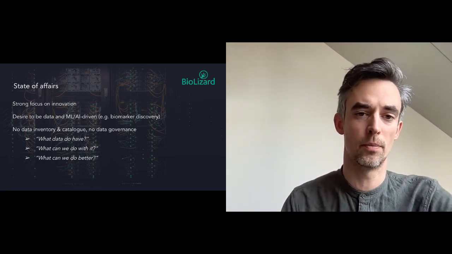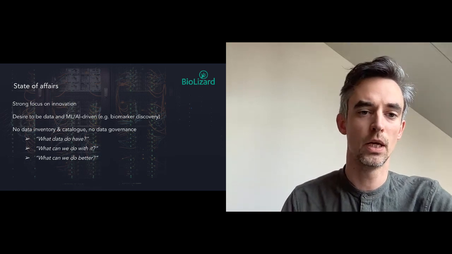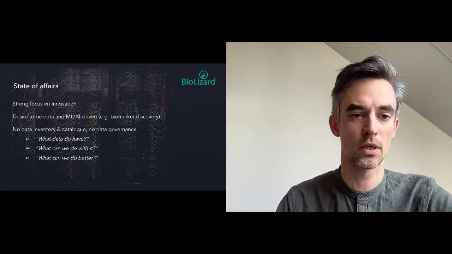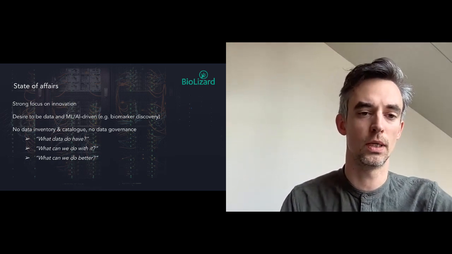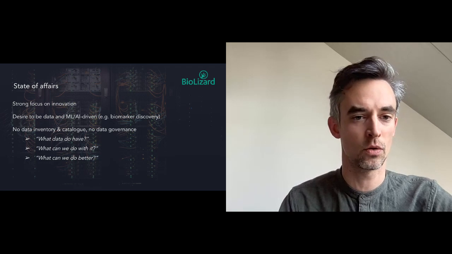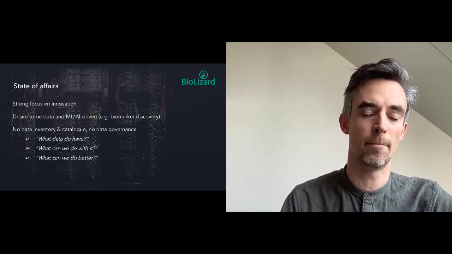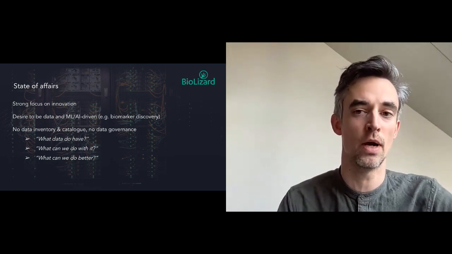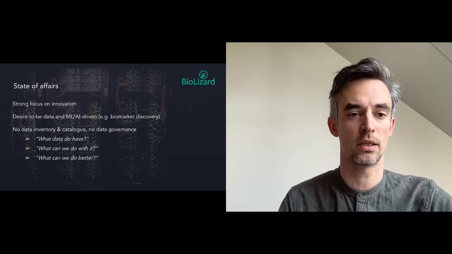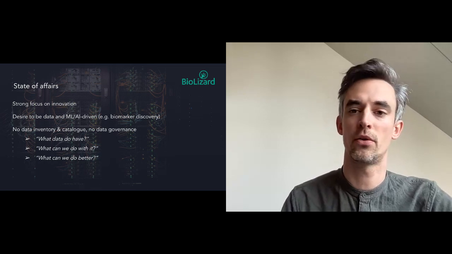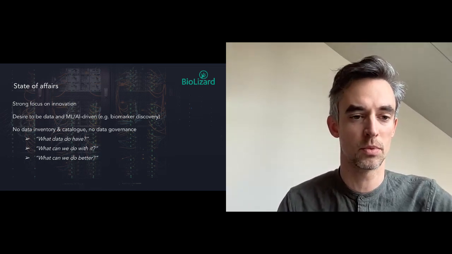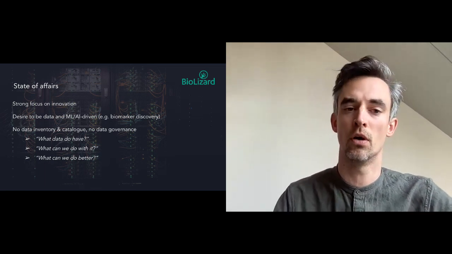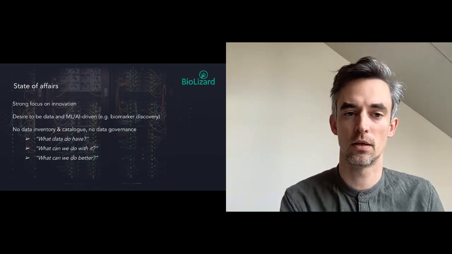What was also obvious quite immediately was that they didn't really have a proper data governance in place. There was no single data inventory or catalog available, meaning that they had some difficulty answering questions like, what data do you have actually? What are all the different data types that you have? What are things we could do with these data types? And what is there that we could do better with regards to data governance and data cataloging?